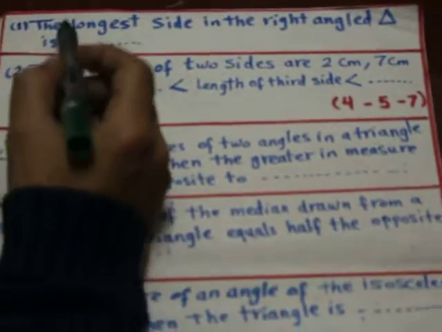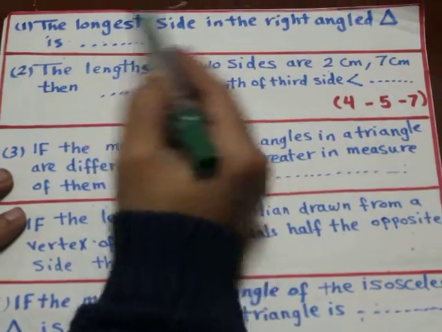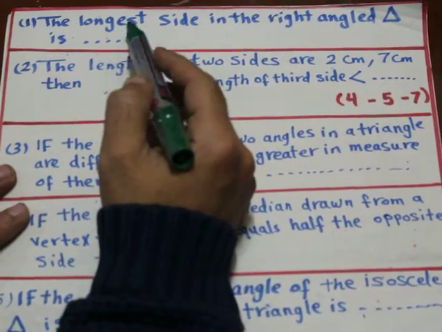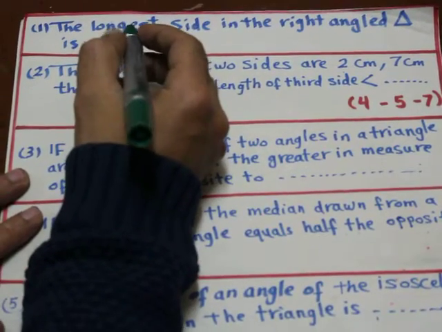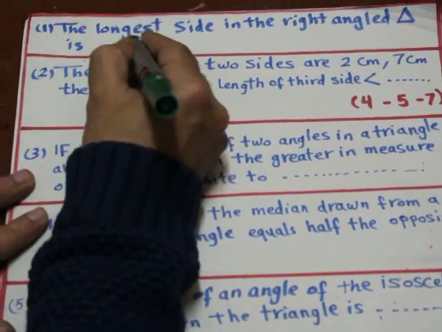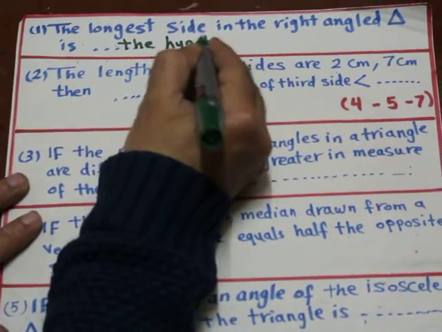Number 1. The longest side in the right angled triangle is space. We know that the longest side in a right angled triangle is the hypotenuse. So the answer is hypotenuse.